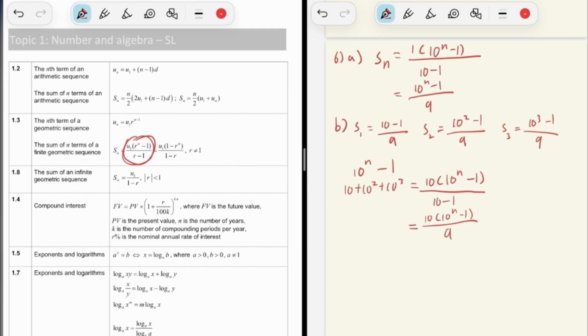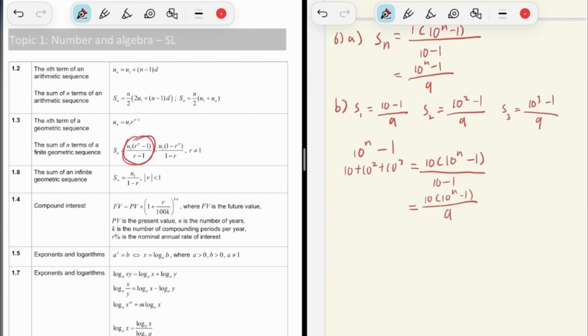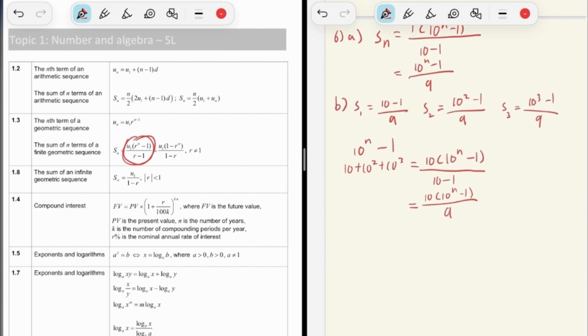And then this is the explanation for the 10 to the exponent of n, and then for the negative 1, if we were to continue with the terms, it would just be negative 1, negative 1, negative 1, negative 1. And so we could say that that is actually just negative n. Because at S2, in total, it would be negative 2. At S3, in total, it would be negative 3.